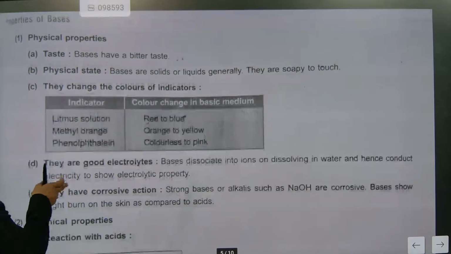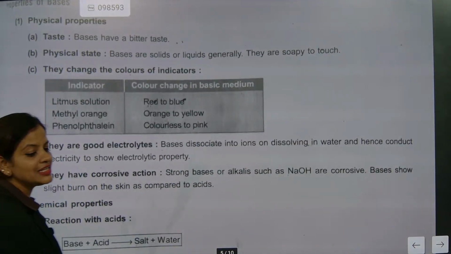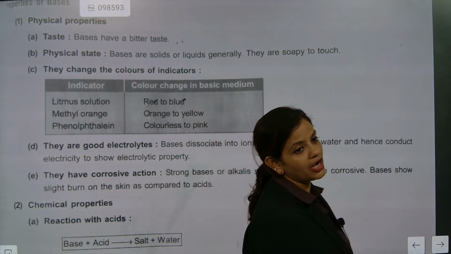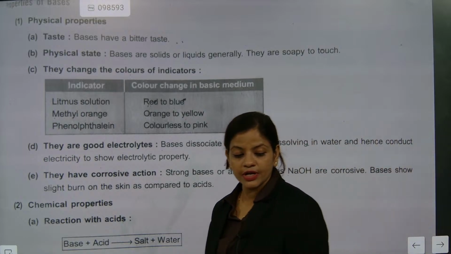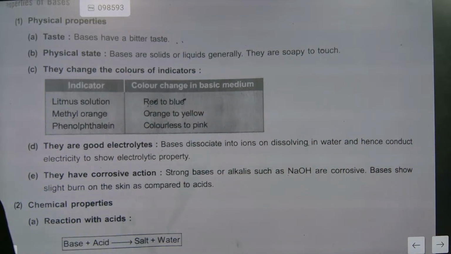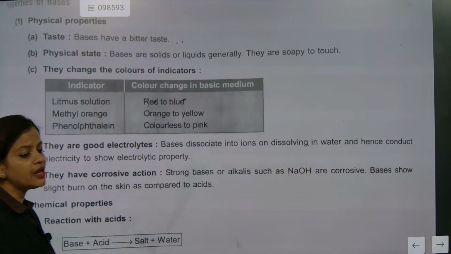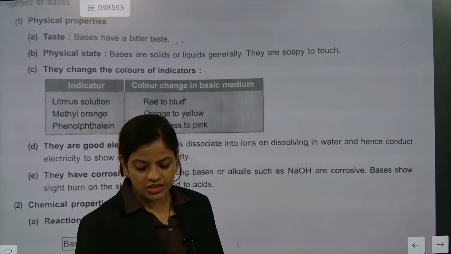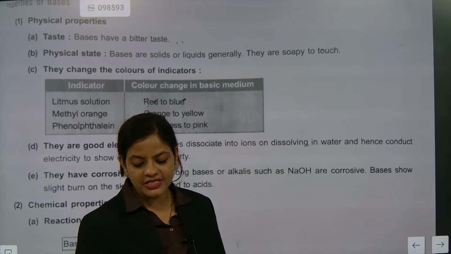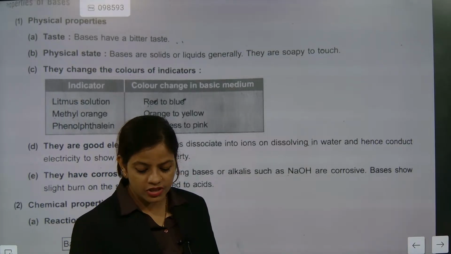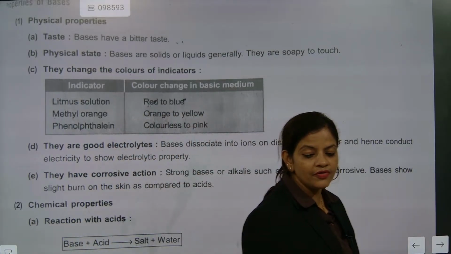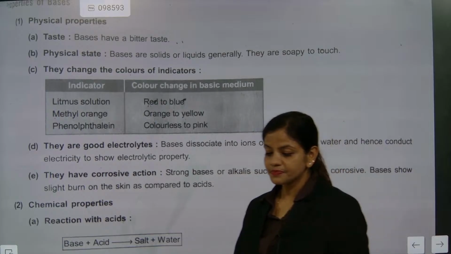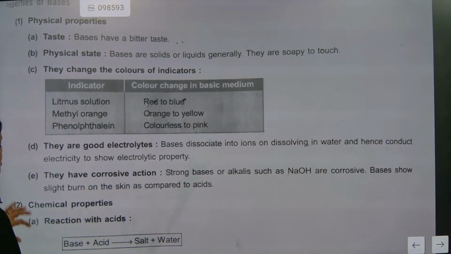Now we will go with electrolytes. They are good electrolytes because they are releasing ions, positive and negative ions. They have corrosive nature. Yes, the strong bases are corrosive in nature. The strong bases are what in nature? Corrosive in nature. I hope everybody understood this one. Now I'll go for the next one.